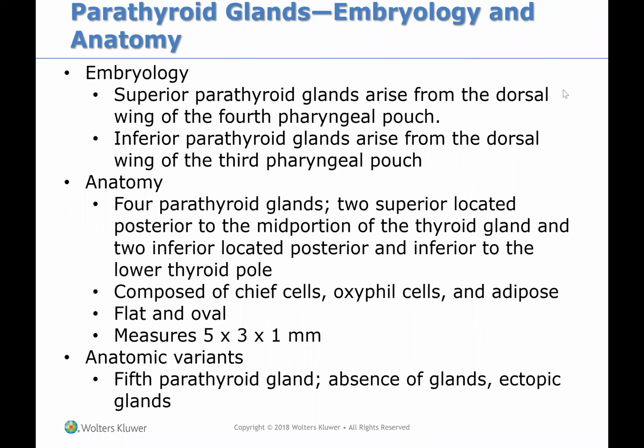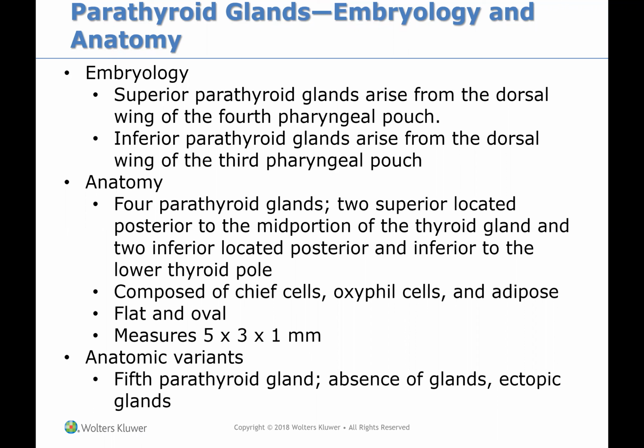We are going to finish up on our thyroid chapter today. We're going to start talking about the parathyroid glands and a little bit of the embryology and anatomy of those. So the parathyroid glands are close to the thyroid, obviously, in their name.